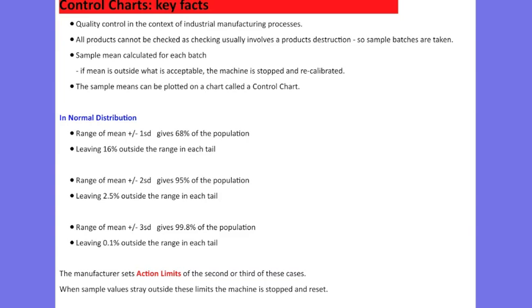The sample mean is calculated for each batch, and if this mean is outside what is acceptable, the machine is stopped and then recalibrated. Now, the acceptable limits we can see here below are based on the normal distribution. The sample means can be plotted in a chart called the control chart. Now, this is related here to the normal distribution. First off, we have three different options. Our first one is a range of the mean plus or minus 1 standard deviation, and this gives us 68% of the distribution.